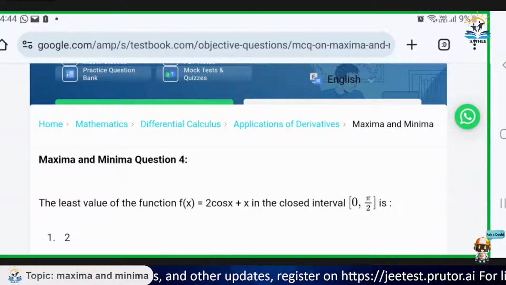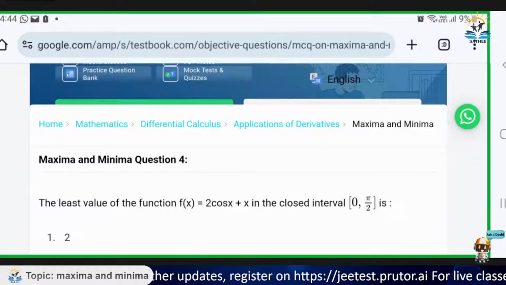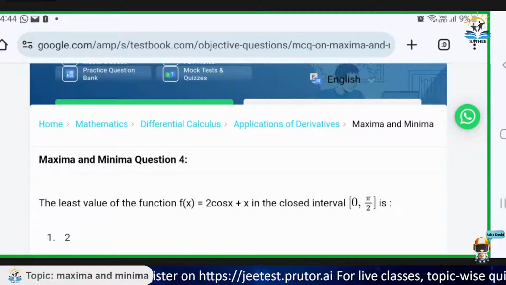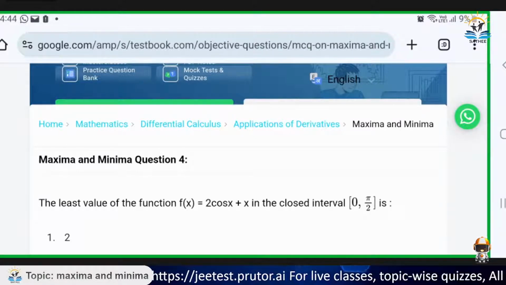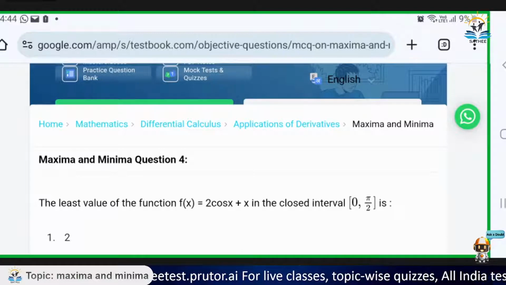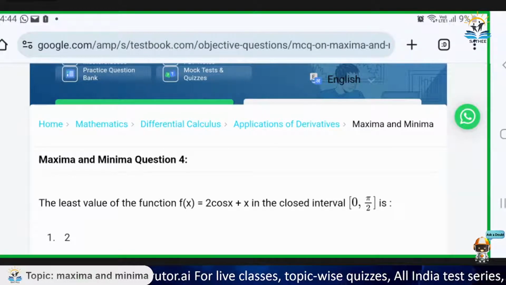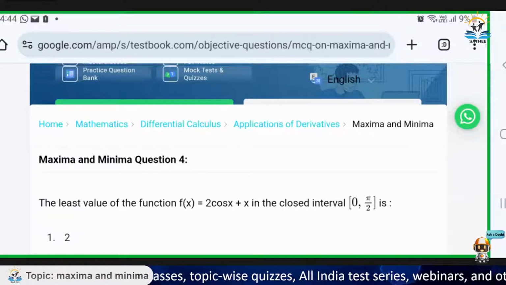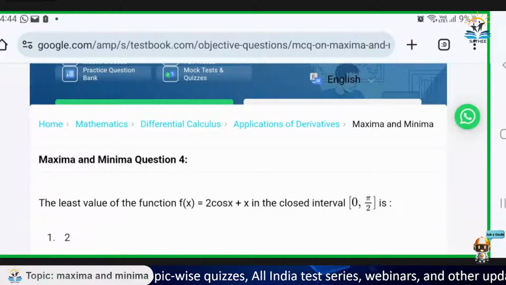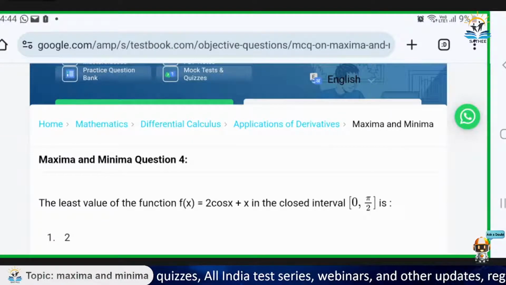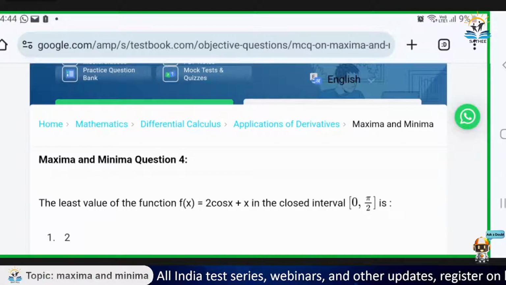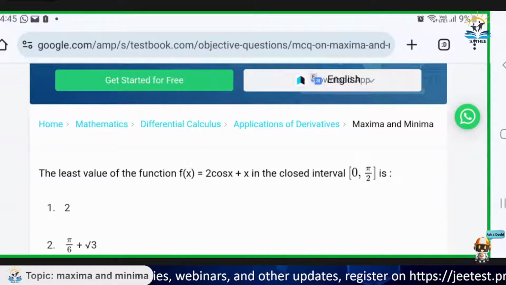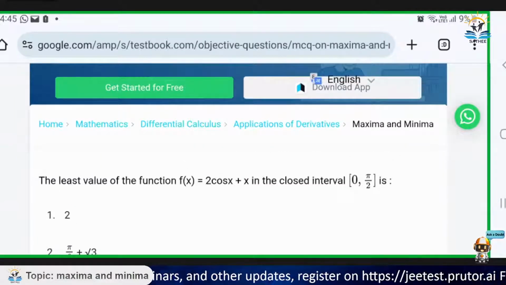So remember, whenever we get intervals, where we have to find the least value or the maximum or minimum in a certain interval, in those questions we find critical points, the points where f dash x becomes 0. With them, we also find the value of the function at the boundary of the interval, like at the points 0 and pi by 2, since here the interval is 0 comma pi by 2. So here we will also see what the value of the function is at x is equal to 0 and x is equal to pi by 2. So let us first differentiate the function.